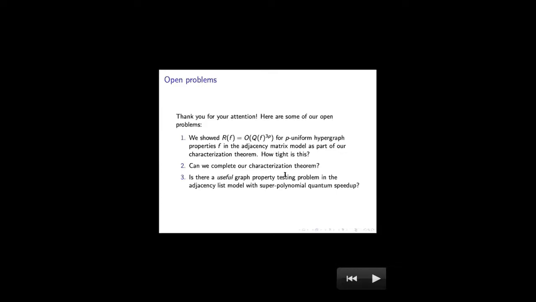For your relationship for p-uniform hypergraphs, the relationship seems to get weaker as p gets larger. Is this what you would expect, or is this something you think is just an artifact of the proof technique?